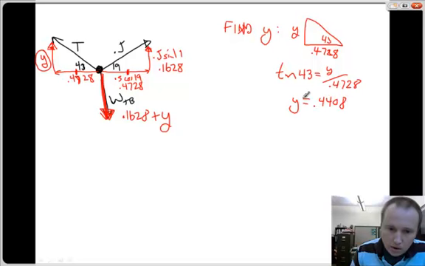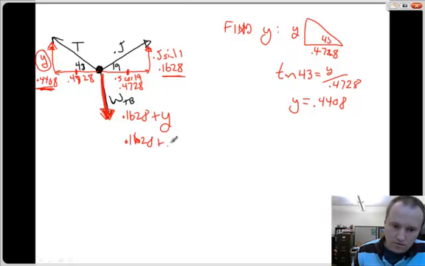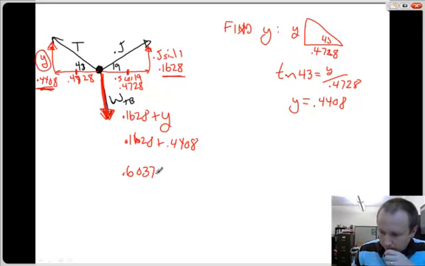As I solve for y, got here in my handy dandy little paper, I got 0.4408. And if you notice, those aren't the same. 0.4408 isn't equal to 0.1628. Those are different. But I do know that my weight force is 0.1628 plus 0.4408. And so I get my total weight force of 0.6037.